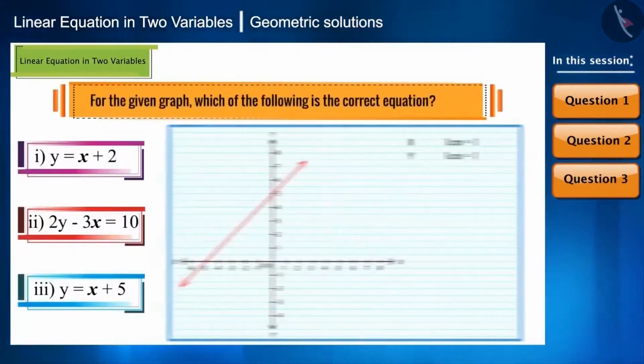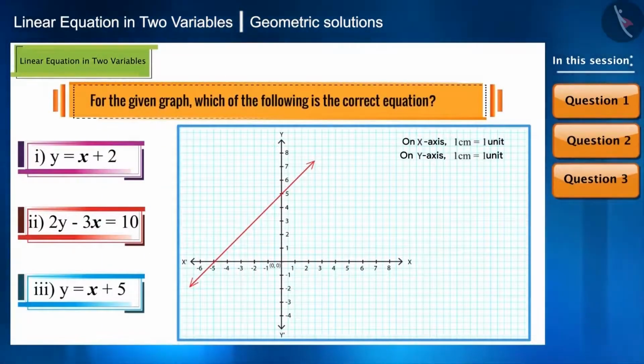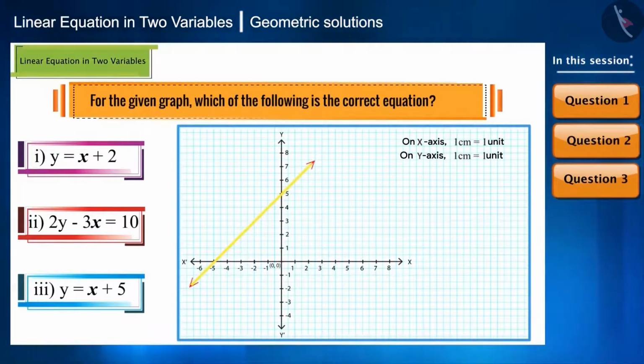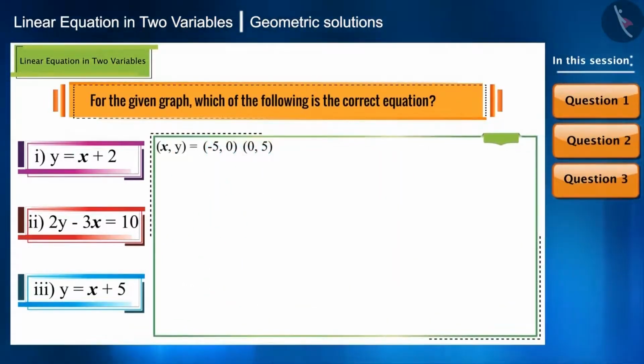For the given graph, which of the following is the correct equation? This is the easiest question. In this question, you should focus on the graph to know the points where the line intersects the x and y axis. Now, place the same values of x, y in all the given equations. Here, the line intersects the x-axis at -5 and the y-axis at 5. That is, we got two coordinates of x, y. That is -5, 0 and 0, 5.